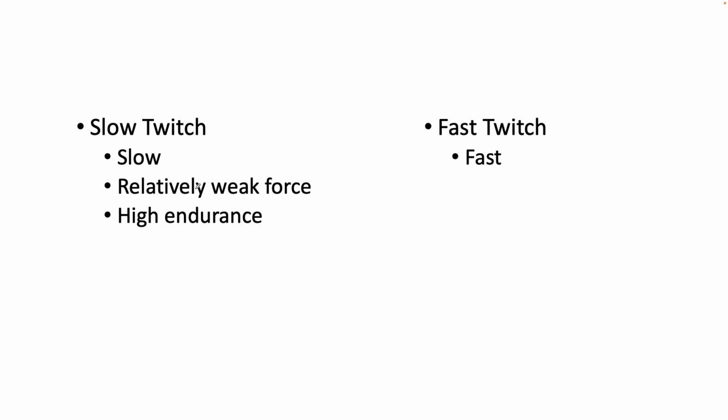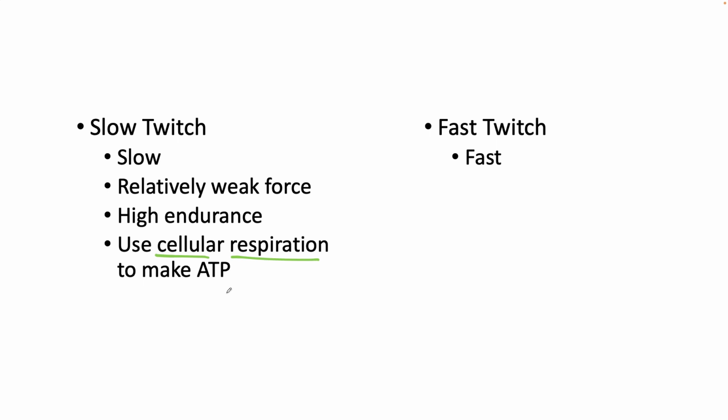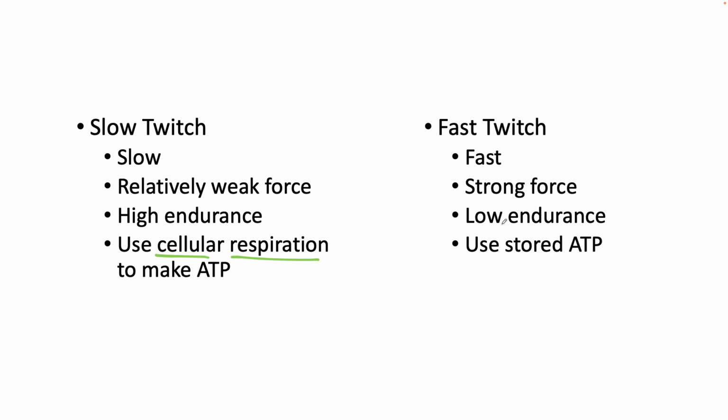They have really high endurance because they're not going super, super fast. They can kind of keep going for a while. And again, because they're going for a long time, they need sort of constant ATP. So they're going to use cellular respiration to make ATP to power their contraction. Fast twitch muscles are fast, and they have a very strong force per muscle fiber, but they have very low endurance. So they're really strong, but they wear out really fast, which means that you don't use them for hours on end. So they're going to mostly just use ATP that's stored up.